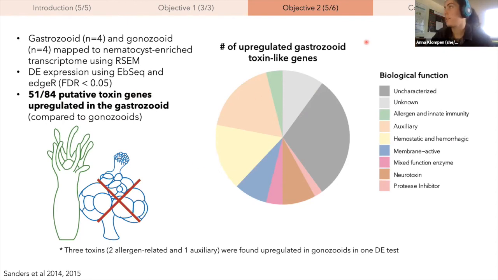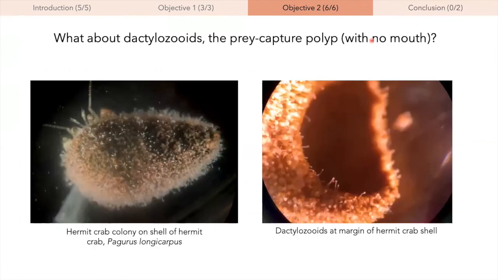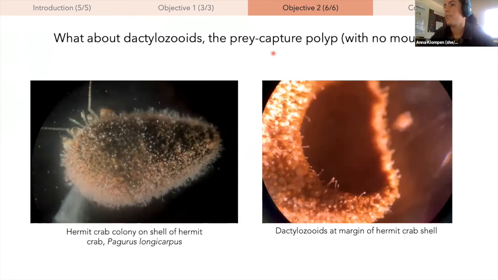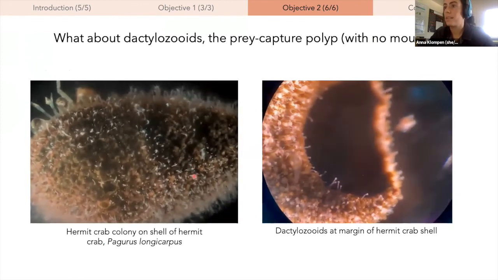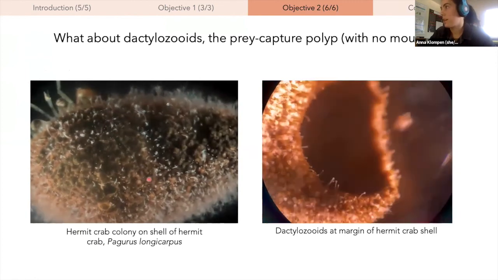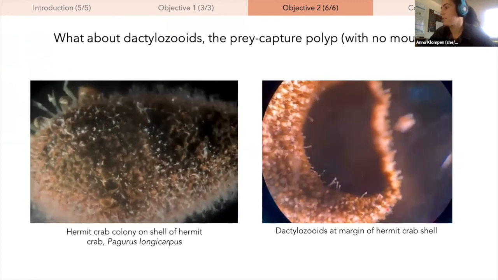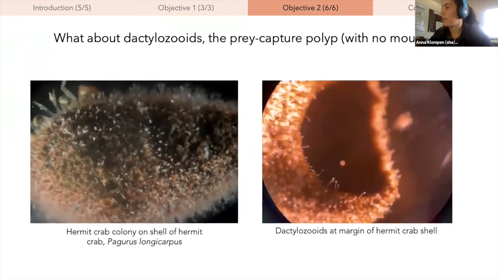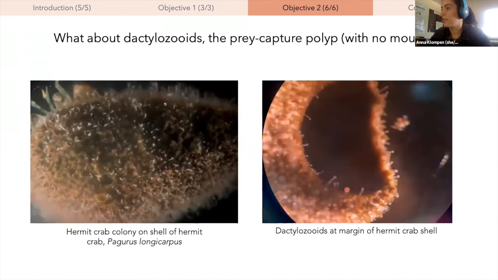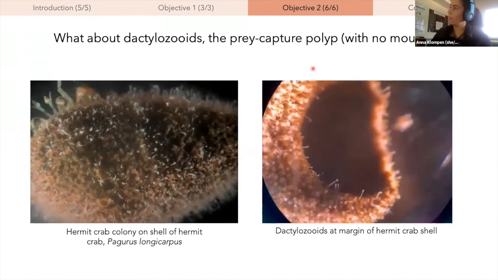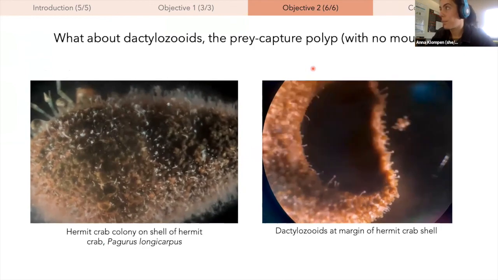The other thing you might notice is I don't have dactylozooids on here. That's because Hydractinia presents an interesting biological problem: dactylozooids can't be grown in the lab. They can only be grown on hermit crabs. The natural habitat for Hydractinia is to live exclusively on the shells of hermit crabs, and dactylozooids exclusively grow on the aperture of the hermit crab shell. These are some dactylozooids doing this swaying motion on the edge. We can't grow these on slides. They just don't appear on slides.